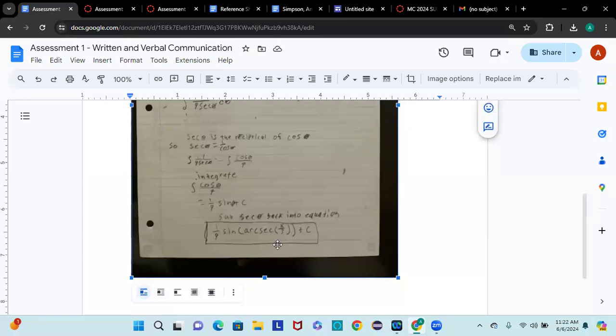And I had to sub back in the theta to the equation. I was able to get 1/9 sine arc secant x over 3 plus c. And that is my final answer.